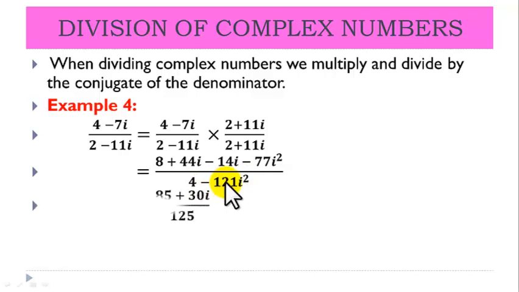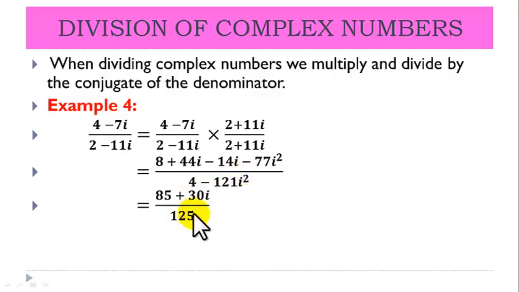So this is equal to, in the numerator, i squared is minus 1 times minus 77, that will give us plus 77. 77 plus 8, that is 85. 44i minus 14i will give us plus 30i. All over 4 plus 121, since i squared is minus 1.